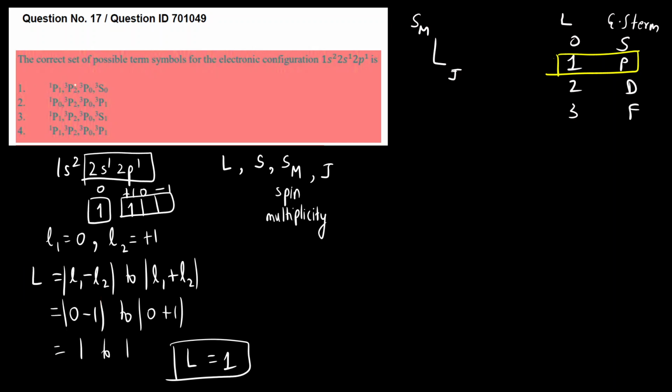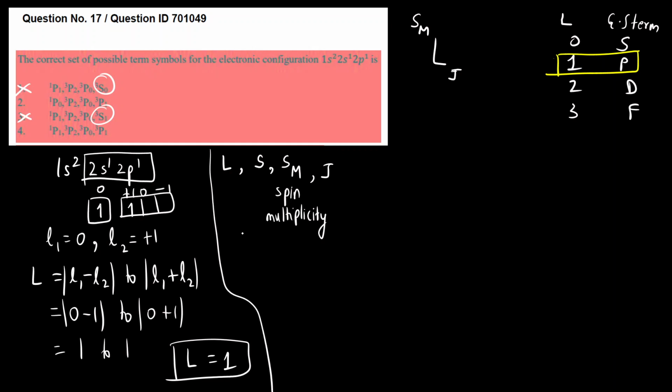If you see the options, here there is S, and here there is S. So option 1 is incorrect, option 3 is incorrect. The remaining options are 2 and 4. So we have to find out which of 2 and 4 is the correct option. Now we have to find out the total spin.